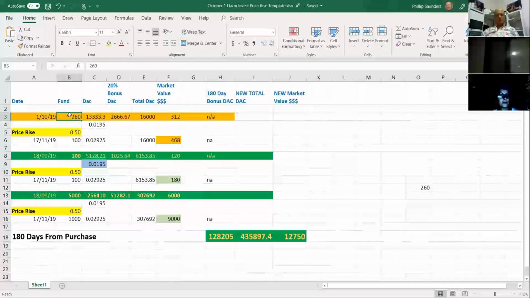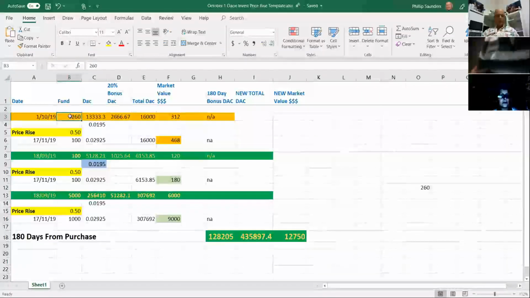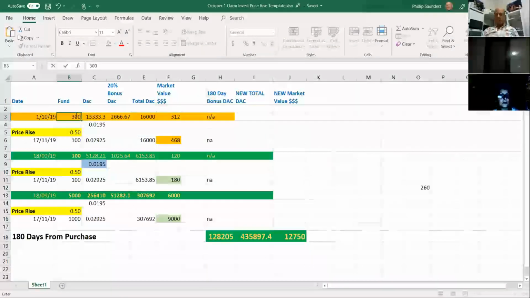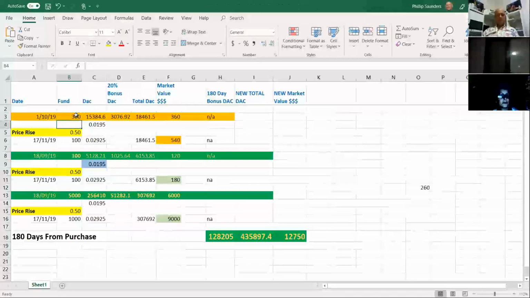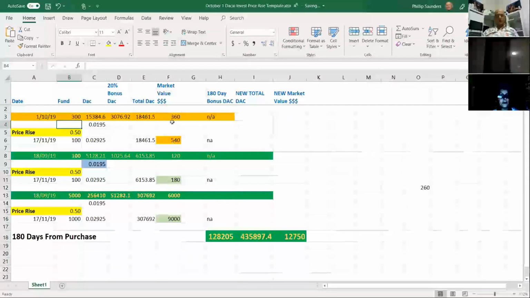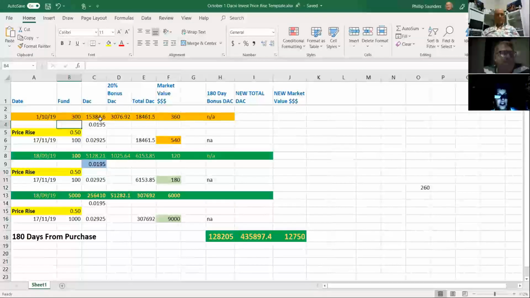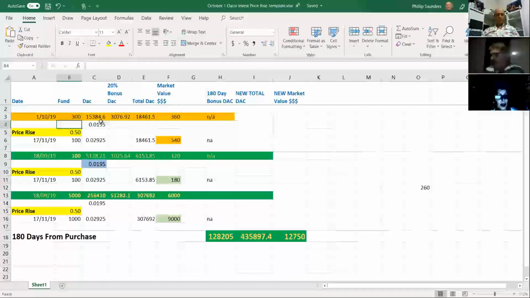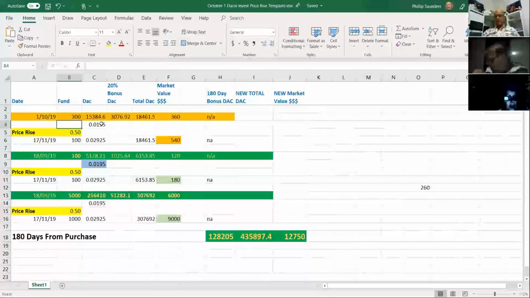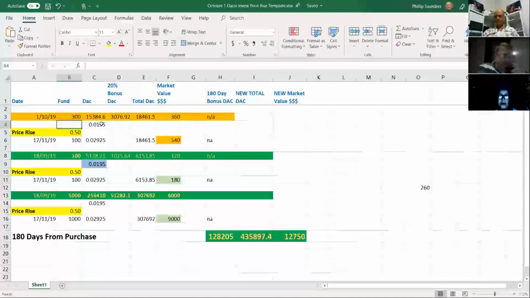So someone funds $260, or say they fund $300. You simply click on that square there, put in the figure that they're going to fund with, and press enter. Now it immediately shows you in column C how many DAC you just bought. Is that 15,384 or 153,084? The way I look at it, I've got 15,384.6, so that's 15,384.6 DAC. Okie doke.